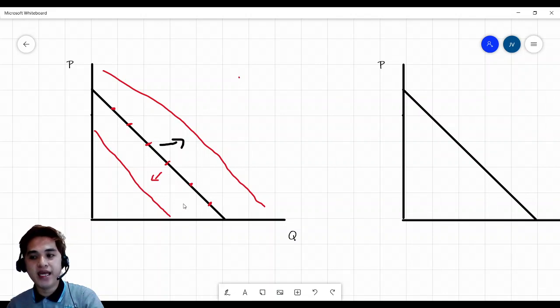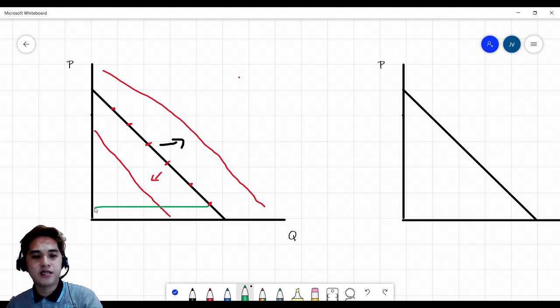Alright, but when we say movement along the curve, like these red dots here along the black demand curve, it means that there's a change in quantity demanded. So let's say the price increases from 1 to 2. The quantity demanded, let's say 10 here, when the price increases to 2, will decrease to 8. So that's a change in quantity demanded. It's just a movement along the curve.